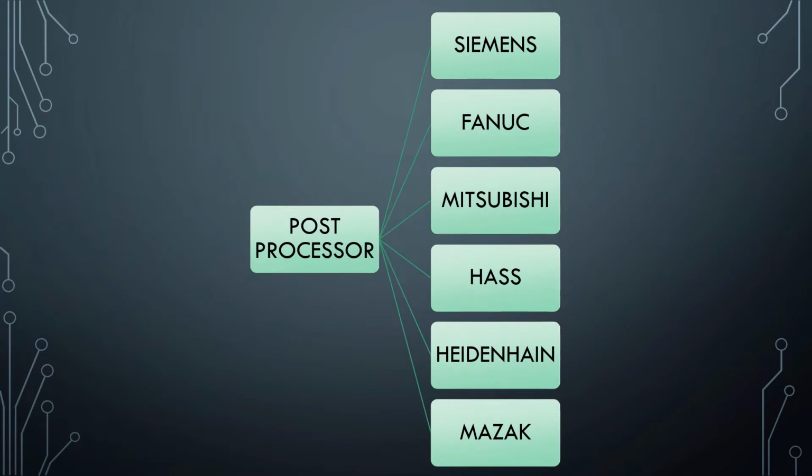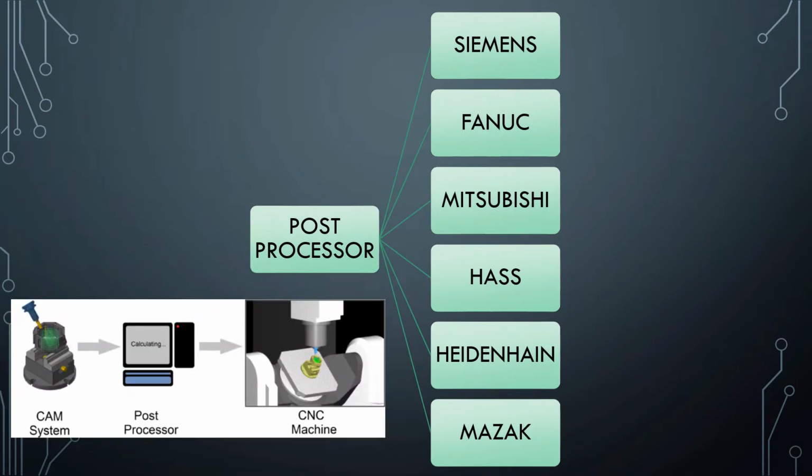Once the program is made, it is then post-processed according to the various types of controllers available in the market. The various types of controllers include Siemens, Fanuc, Mazak, Mitsubishi, Haas, Heidenhain and others.